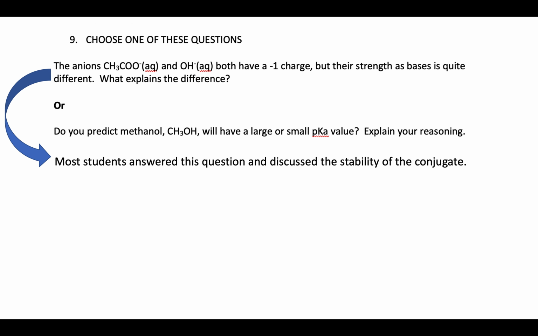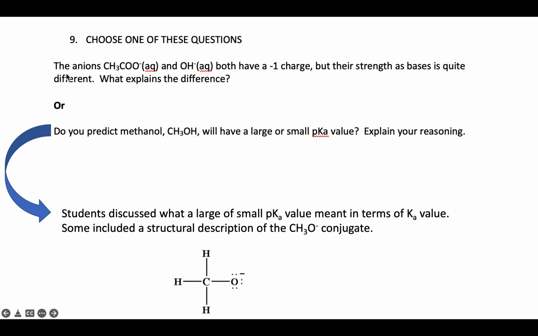Choice of questions here. Most students chose the first one and discussed the stability of the conjugate within their reasoning. And what did it mean to have the charge delocalized and spread over a larger area with our acetate anion? The second one, some students discussed what a large or small pKa value meant and connected that to Ka values. I thought the stronger responses would also consider a structural description of the conjugate.